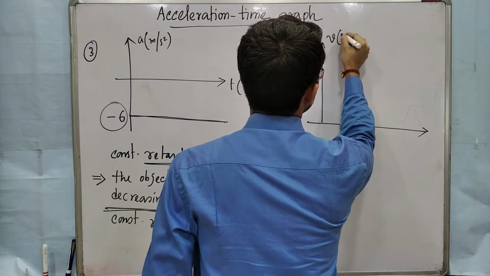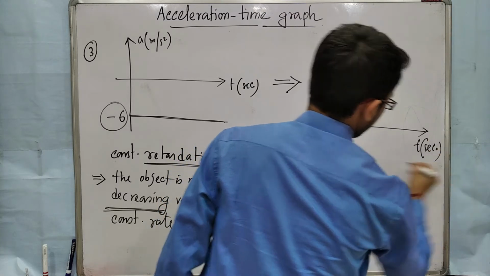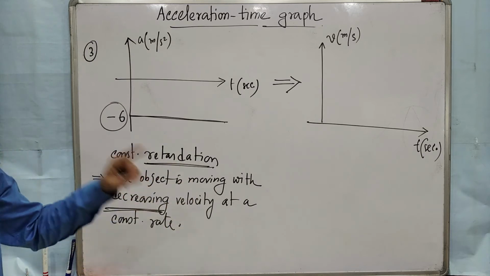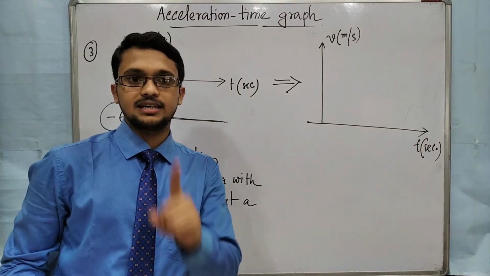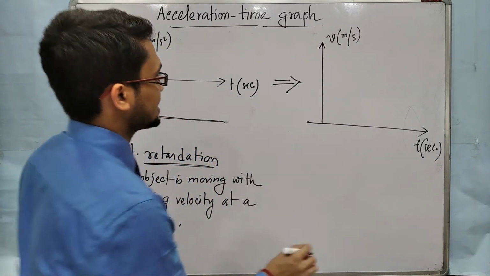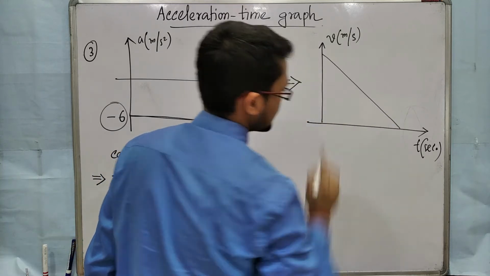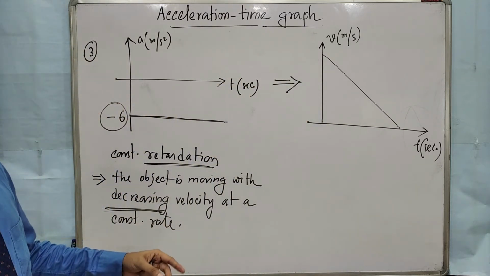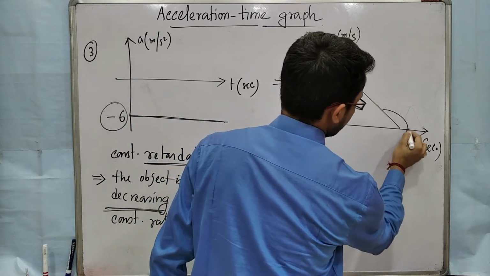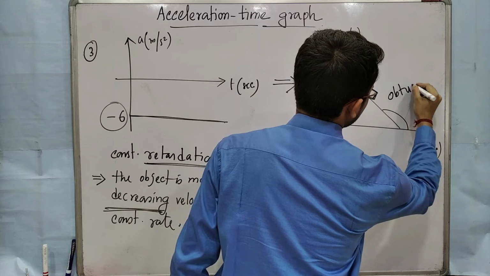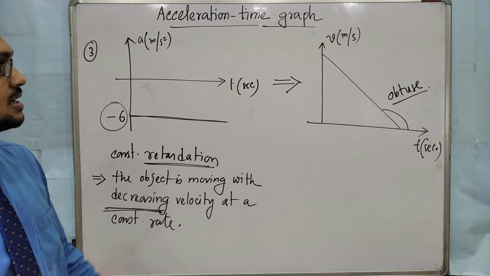So velocity in meter per second, time in seconds. Here velocity is decreasing at a constant rate. Constant rate means always a straight line. Now velocity is decreasing, so initially it has some velocity and it decreases at a constant rate. And for decreasing velocity, the straight line will make an obtuse angle. Obtuse angle means velocity decreases, right?